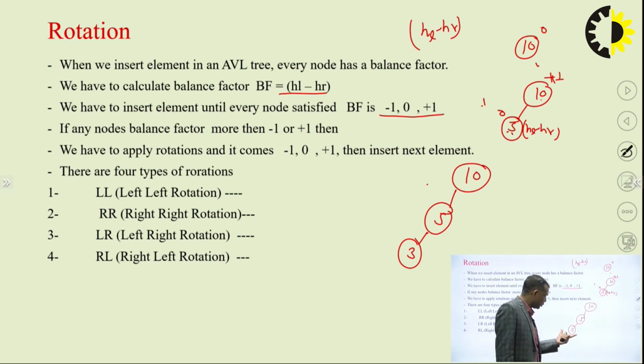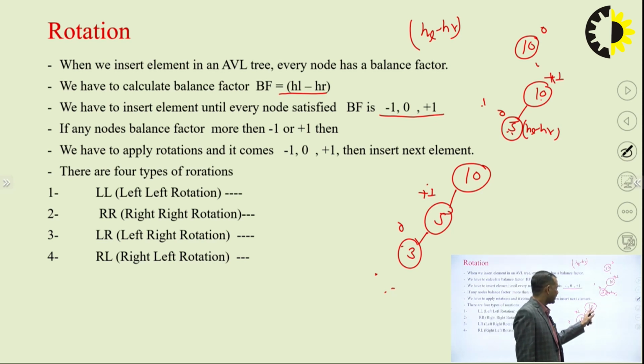Suppose we insert 3 here. What is the balance factor of 3? Left height is 0, right height is 0, HL minus HR is 0. It means it has a balance factor 0. What is the balance factor of 5? Left is 1, right is 0. 1 minus 0, that is a balance factor of plus 1.